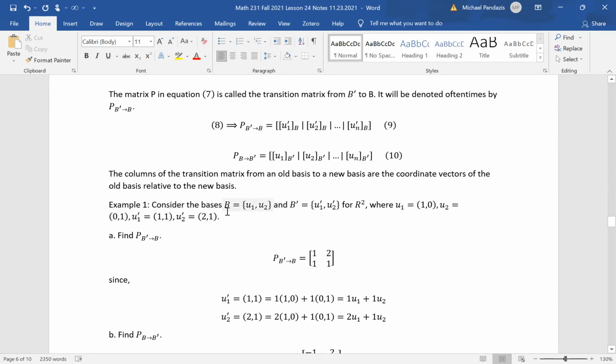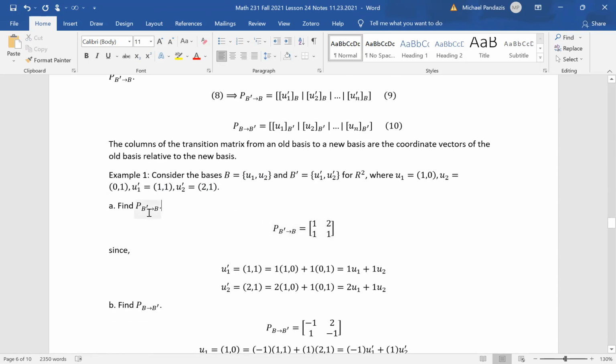Example 1. Consider the bases B and B prime for R2, where B is U1, U2, B prime is U1 prime, U2 prime. So see how without prime and prime corresponds with the name of it. U1 is 1, 0. This vector is 1, 0. And U2 is 0, 1. U1 prime is 1, 1. And U2 prime is 2, 1. So I want to find the transition matrix from the old basis B prime to new basis B. So to do that, we want the first column of this transition matrix to be the first.